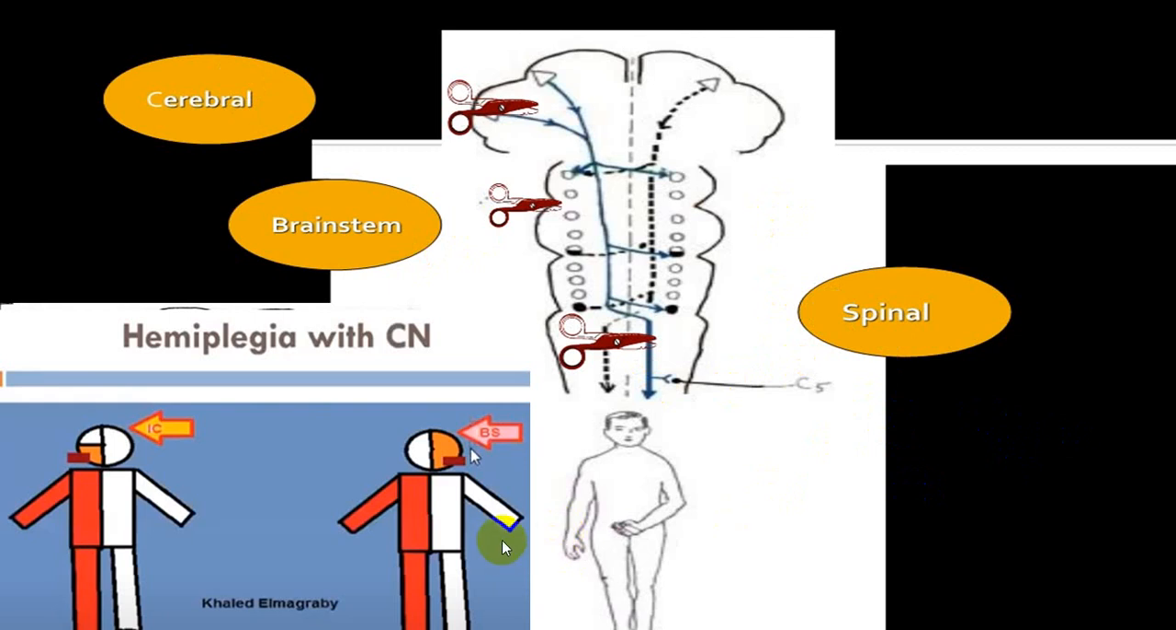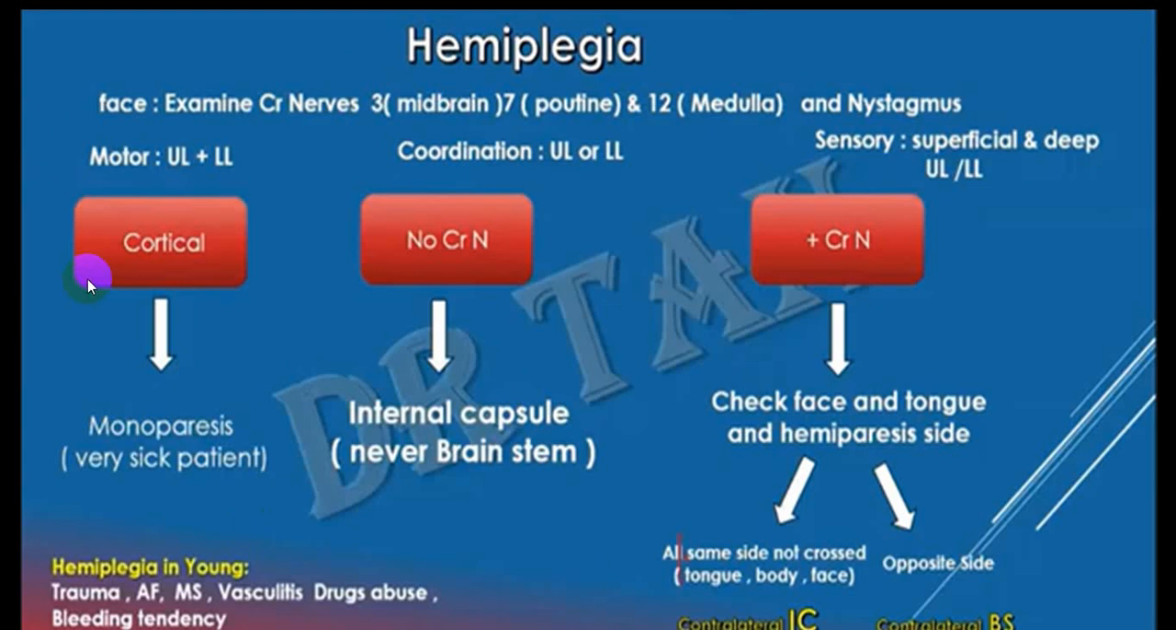So you can see here, if you get face involvement on one side and opposite side hemiplegia, this has to be in the brainstem. And if you get lower half of the face involved on the side opposite to the hemiplegia, it will be cerebral damage. Very, very peculiar. Again, in a cortical damage, upper limb and lower limb are usually not equally involved. One will be more involved as compared to the other. So very commonly we get a monoparesis.